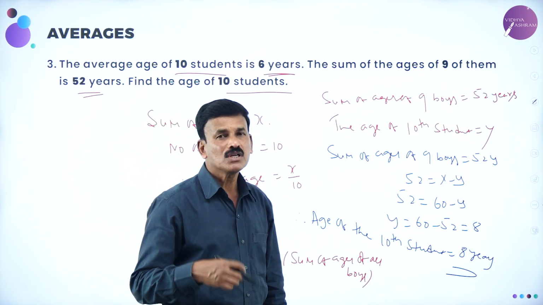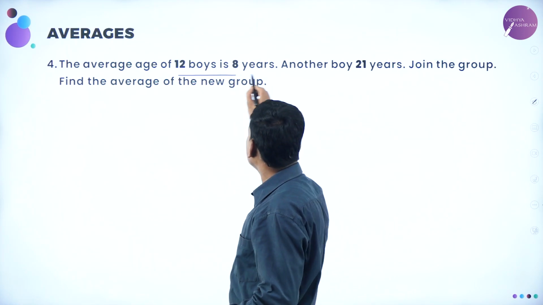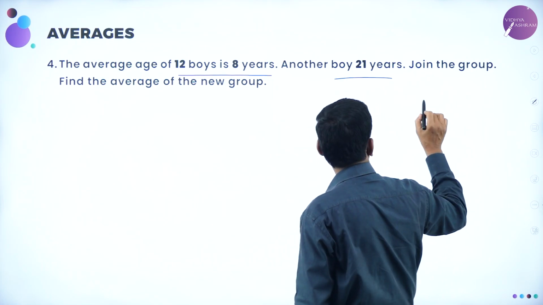That's it, okay? Now move on to the next problem. What is the problem? The average age of 12 boys is 8 years. Another boy of 21 years joins the group.